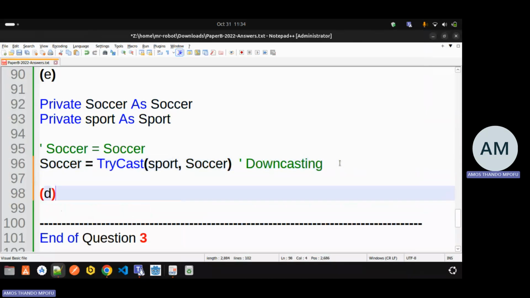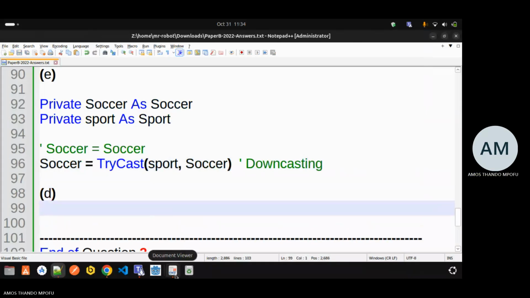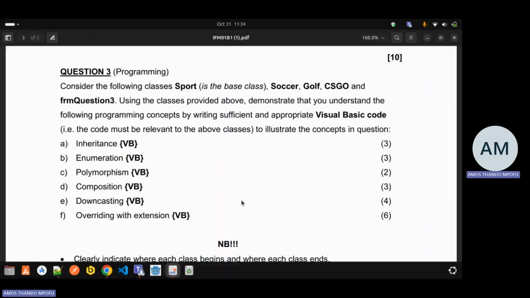So and then D, let's see D. Now my throat is painful. So let me see. Downcasting. Wait, did I skip something here? Oh, it's not D, it's F.